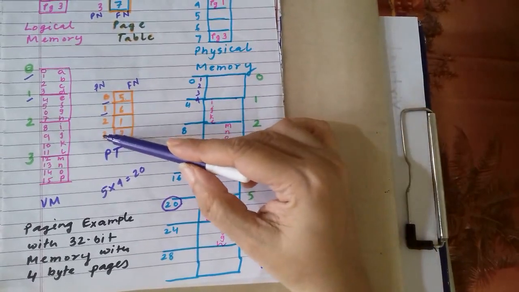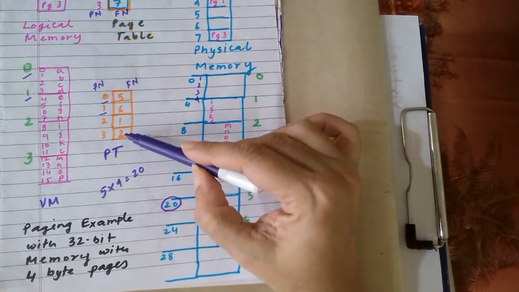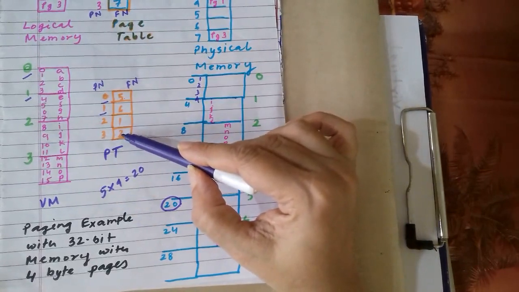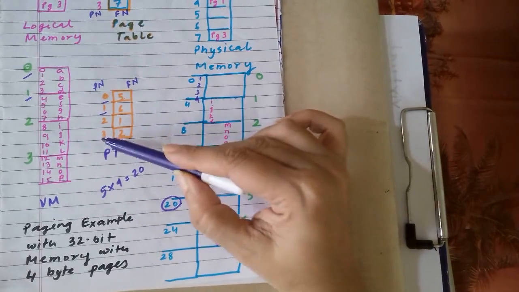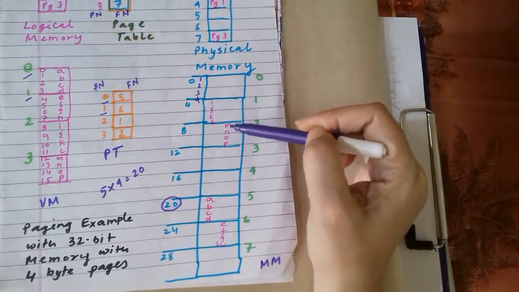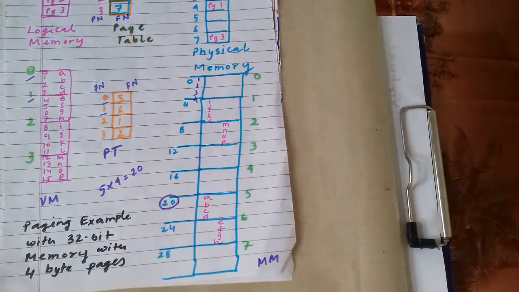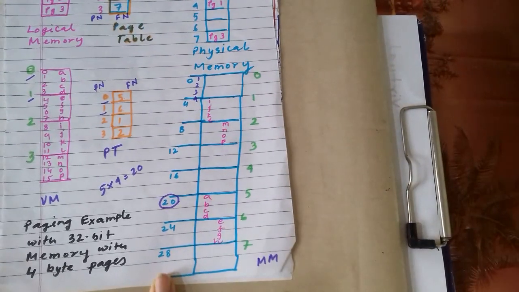Similarly, arbitrarily you can take the 3rd page number present in the 2nd frame. So the 2nd frame means 2 into 4, which is 8. So the 3rd page will start from the 8th location. MNOP will start from the 8th location. Usually this kind of problem will be asked in the exam.